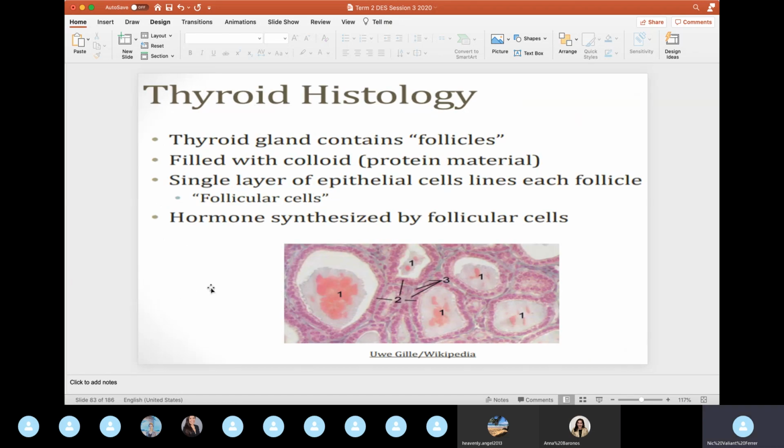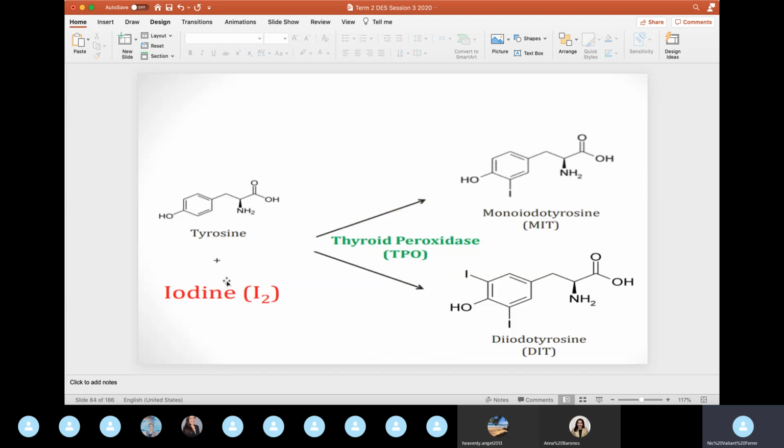Thyroid histology. Look at the gland. It contains follicles. It is filled with your colloid, a proteinaceous material. So each follicle has a single layer of epithelial cells that line it, and we call those follicular cells. The follicular cells are the ones that synthesize thyroid hormone. So a thyroid gland, you have follicles. What is in each follicle? They are lined by a single layer of epithelial cells. What do we call these cells? We call these follicular cells. They synthesize the hormone.